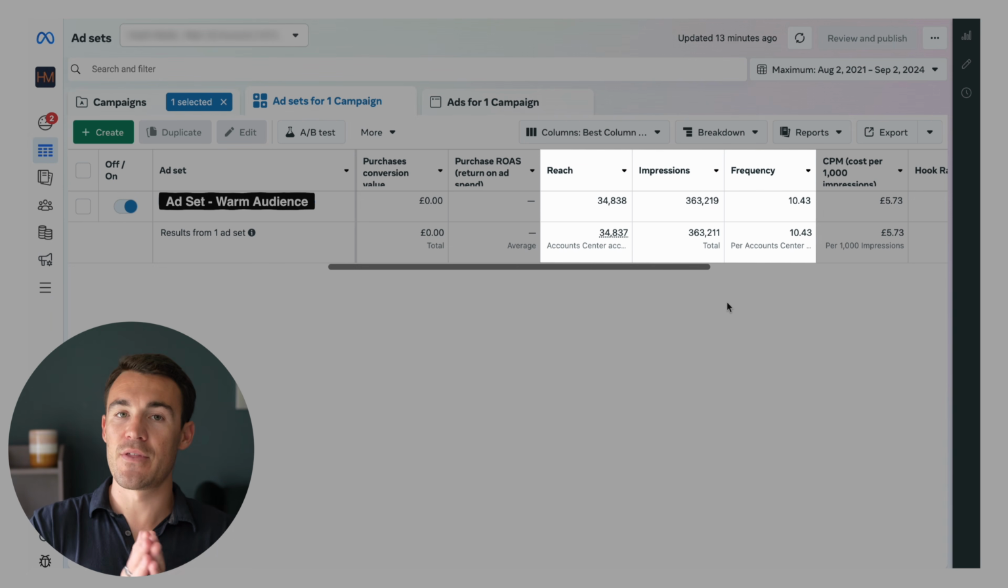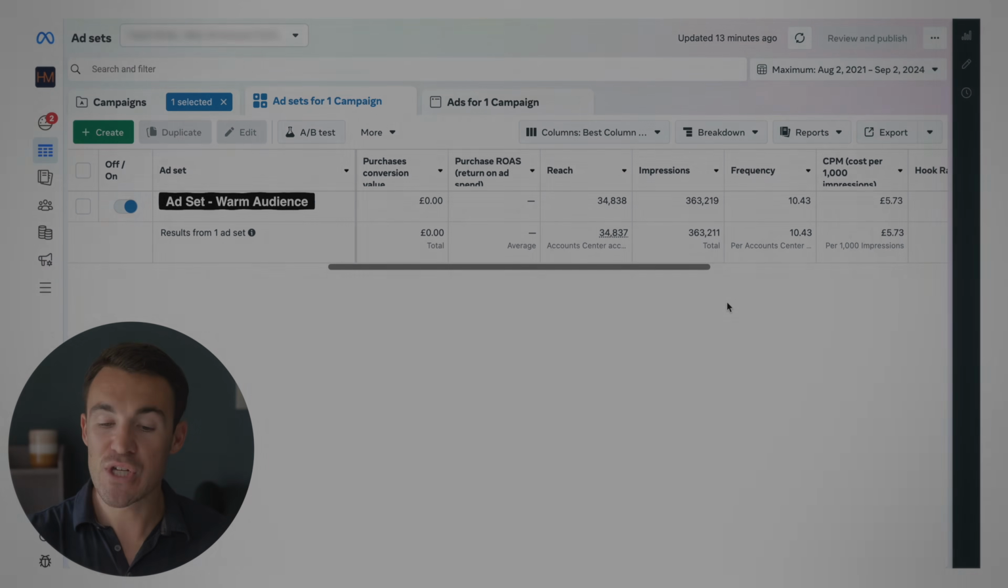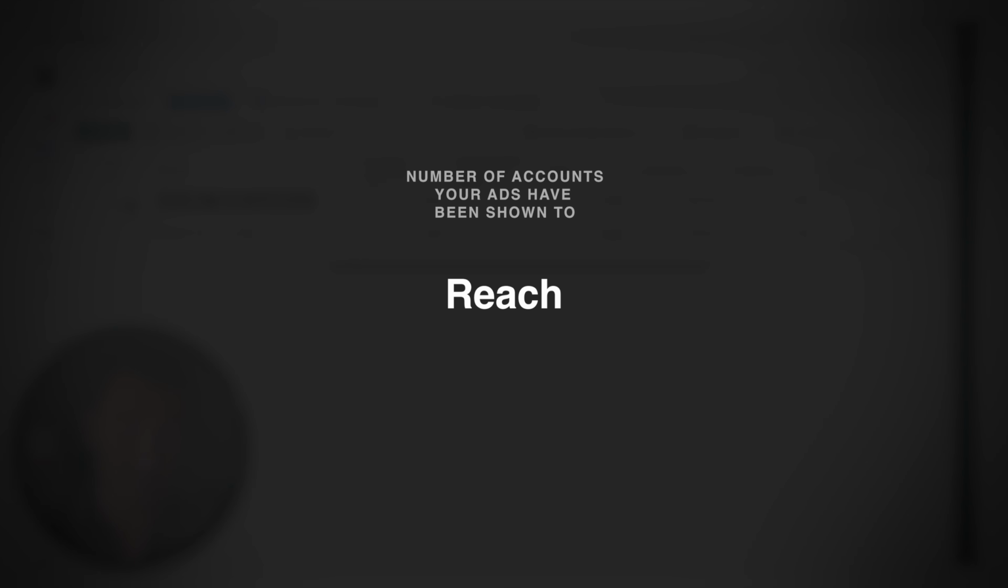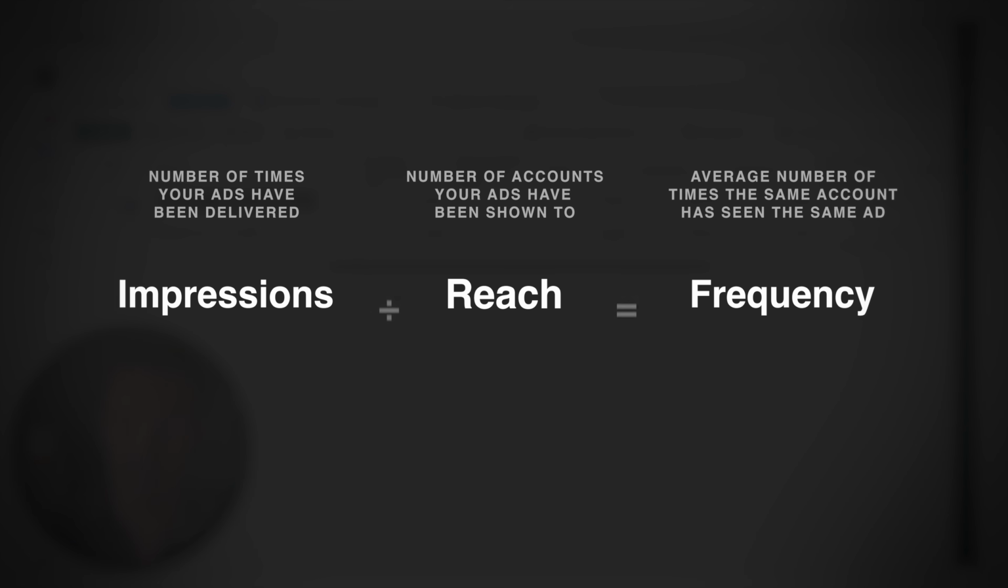And I like to put these three together because they tell a story of how the ad set or campaign is performing. So reach is simply the amount of accounts, the amount of different people that your ads have been put in front of. We've got 35,000 there. Impressions is how many times an ad was put in front of someone. So you can see how there's a difference there. And then you calculate the frequency by dividing impressions by reach, and that gives us a frequency of 10.43.